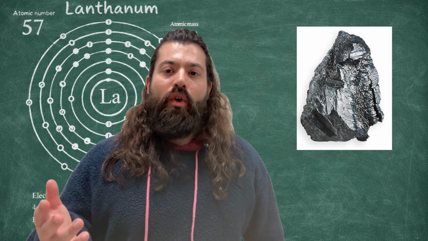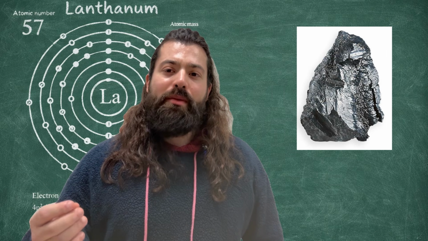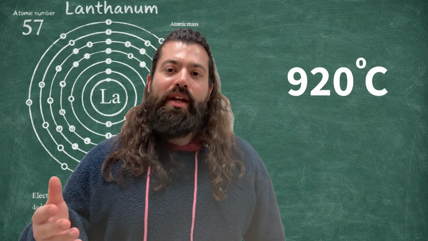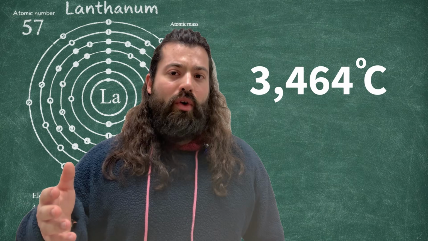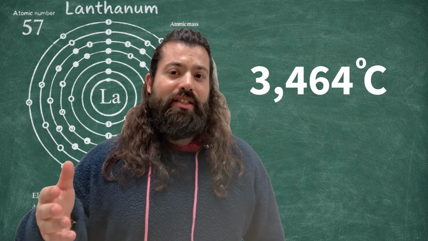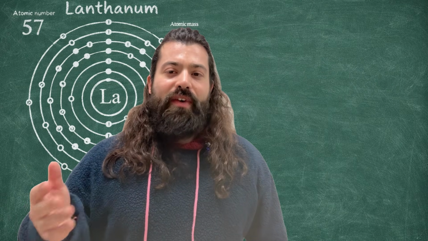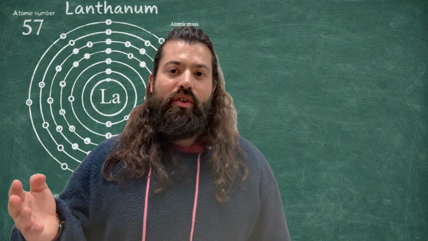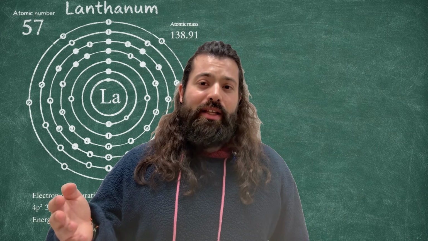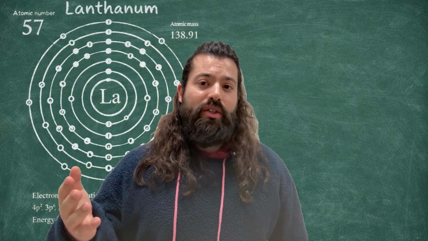In its pure form, lanthanum looks like a silvery soft metal. Its melting point is 920 degrees Celsius, while its boiling point is 3464 degrees Celsius. So good luck trying to evaporate it. It is very reactive, which is why when we leave it exposed in atmospheric conditions, it immediately reacts with the oxygen available in the air, and it forms an oxide layer.